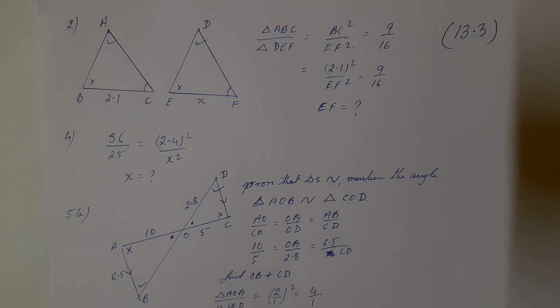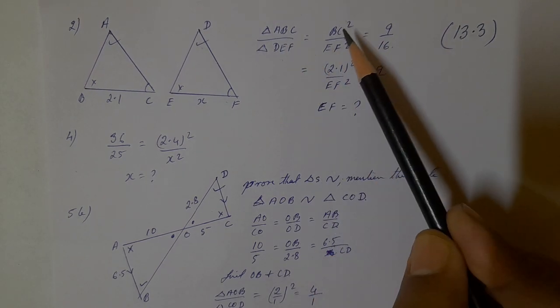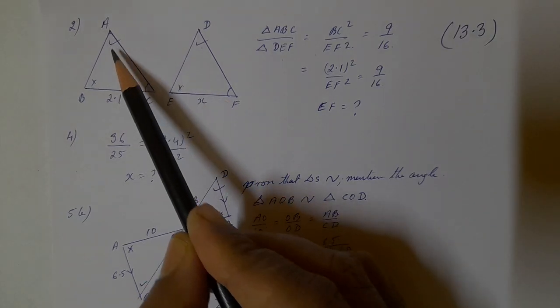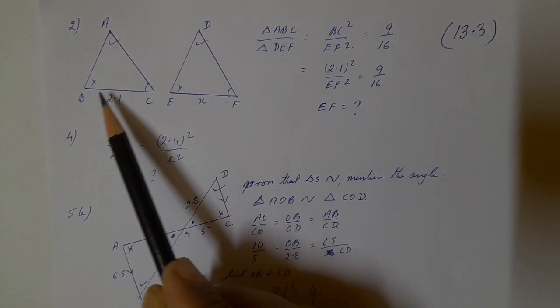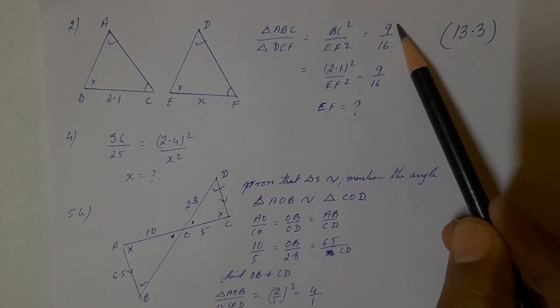We always take that for granted. And then they say the area of ABC is 9 square, and the area of that is 16, BC is 2.1, find the length of EF. Now, area of triangle ABC by area of triangle DEF is equal to BC square by EF square. I'm taking this straight away because this angle and this side correspond. Which is equal to 9 by 16.